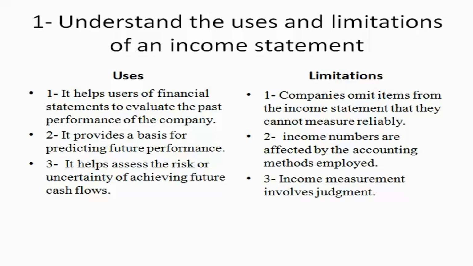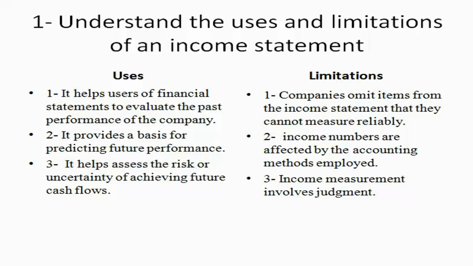Then, limitations of the income statement: number 1, companies omit items from the income statement that they cannot measure its reliability. For example, the company may not record the unrealized gains and losses on a certain investment securities when there is an uncertainty that it will ever realize the change in value. يعني لو الكمباني شاكة وعندها شك انها مش هتجمع realized gain ده، هي ممكن ما تحطوش في الانكم statement عشان هي ما عندهاش measurement للreliability بتاعته.